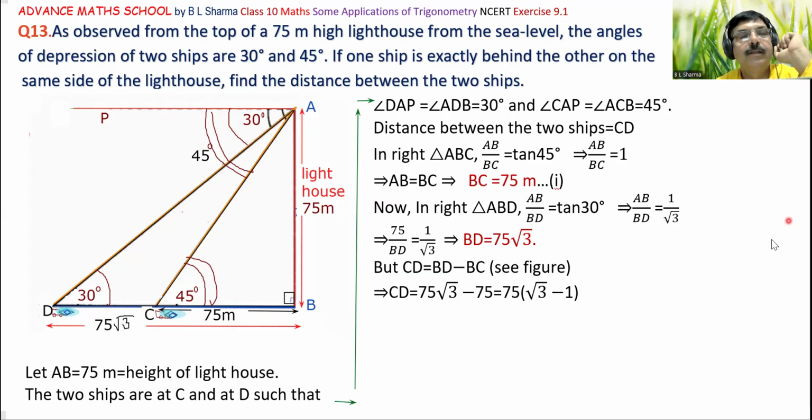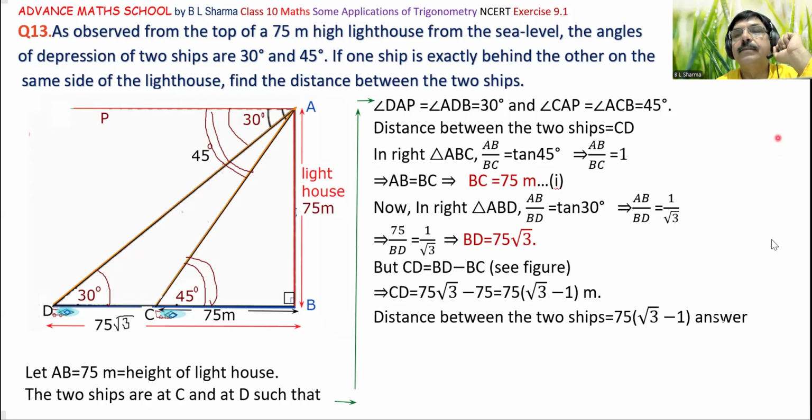That's all. So the distance between the two ships is 75 multiplied by (root 3 minus 1) meters. This is the answer. This distance is equal to 75 multiplied by (root 3 minus 1) meters. That's all.